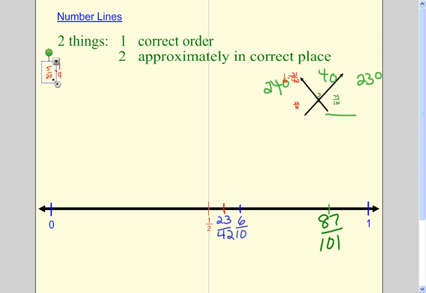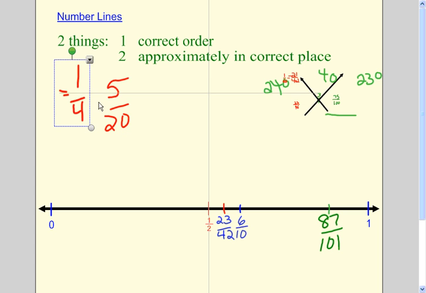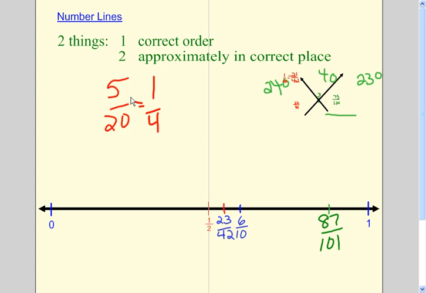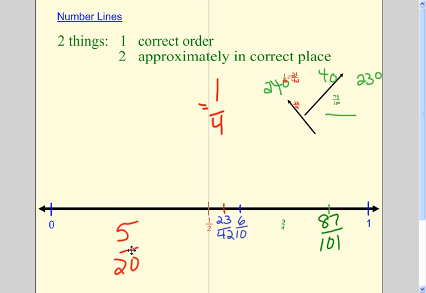Finally, I have the fraction 5/20. This is a fraction that I'm going to reduce, and I reduce it to 1/4. So if I can reduce my fractions, that might help me solve it. So I reduce it. I find 5/20 is equal to 1/4. Well, I know, just like I did, that 3/4 was halfway between 1/2 and 1 whole. I know 1/4 is halfway between 0 and a half, which means that 5/20 would fit right about midway here.